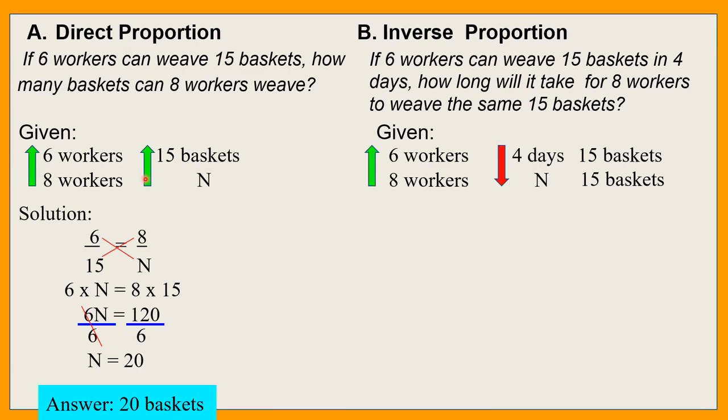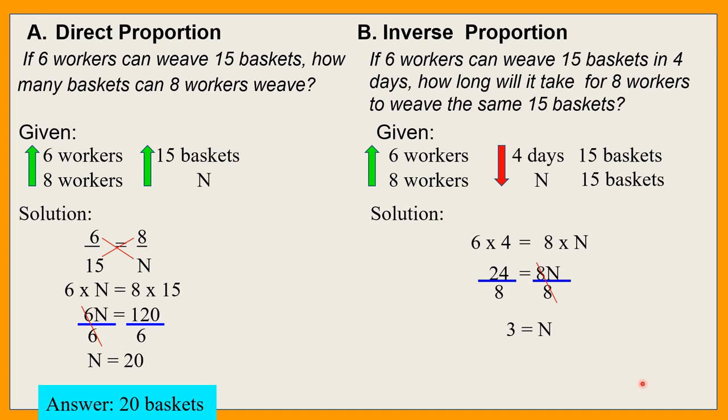So, imbis na mag 6 over 15 or 6 over 4, kasi ito na yung mag-partner, hindi na natin yan gawin as 6 over 4. Diretso mo na yan, times mo na yan. So, 6 times 4 equals 8 times n. So, 6 times 4 is equal to 24. This is 8n. Para mawala yung 8, divide natin by 8. Divide by 8. So, cancel yung 8. So, n therefore is equal to 3.